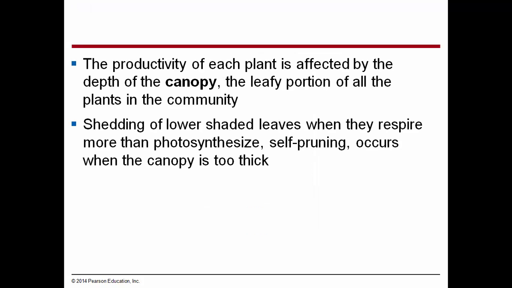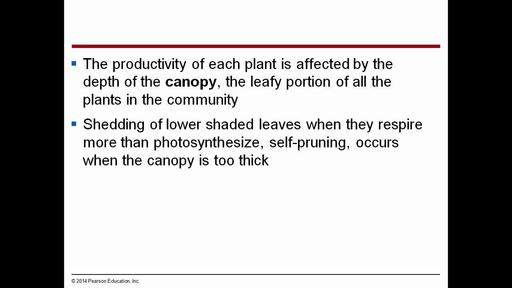The productivity of each plant is affected by the depth of the canopy, the leafy portion of the plants in the community. So the canopy of a forest is the trees that grow way up to the top. The topmost portion of the forest is the canopy, and underneath that is called the understory. And the understory is the area that you're familiar with if you go on camping trips or hikes, and it has all that vegetation right at ground level there. That's the understory, and depending on how dense the canopy is, that's going to affect the structure of the understory.